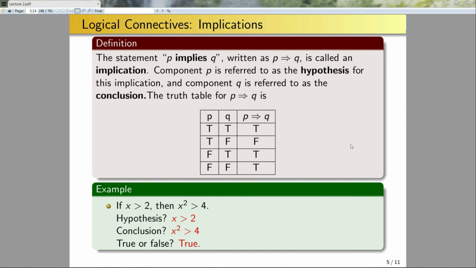So one last comment, if you want to prove an implication, it's sufficient to show that if P is true, then Q is true. This is simply because in the case where P is false, the truth value of Q does not matter. And if P is true, I need Q to be true in order for the implication to be true. So just keep that in mind going forward.